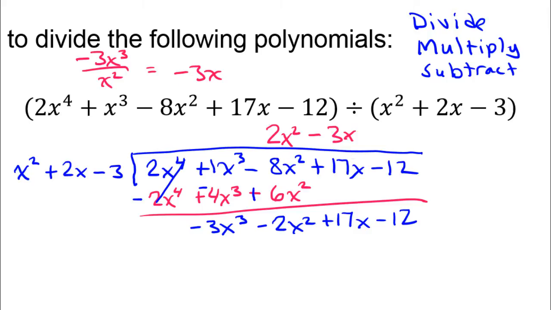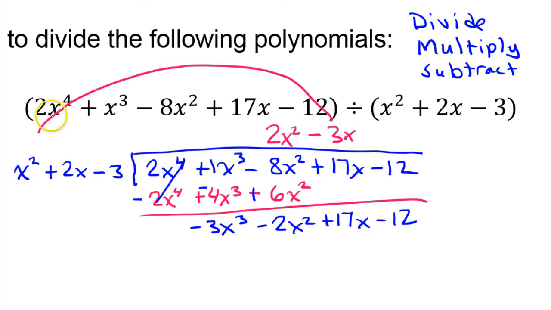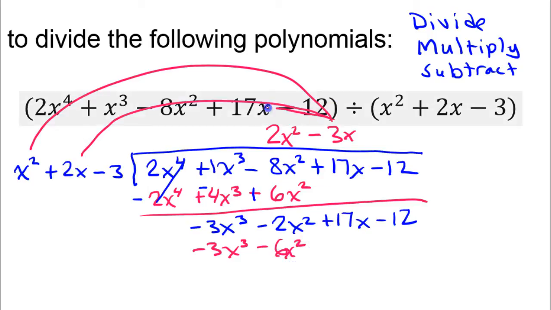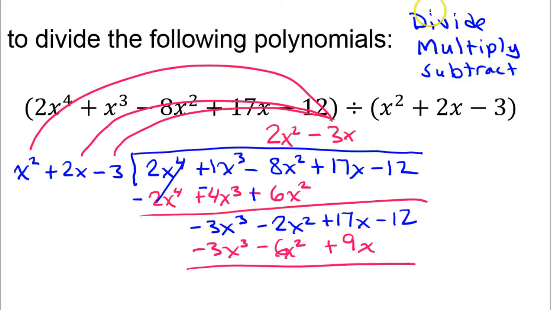Now I'm going to take my negative 3x and I'm going to do the distributive property with it. So I'm doing my negative 3x times x squared. That's going to be negative 3x to the third power. Negative 3x times 2x, that's negative 6x squared. And negative 3x times negative 3, that's going to be positive 9x. So I've divided, now I've multiplied, now it's time to subtract.